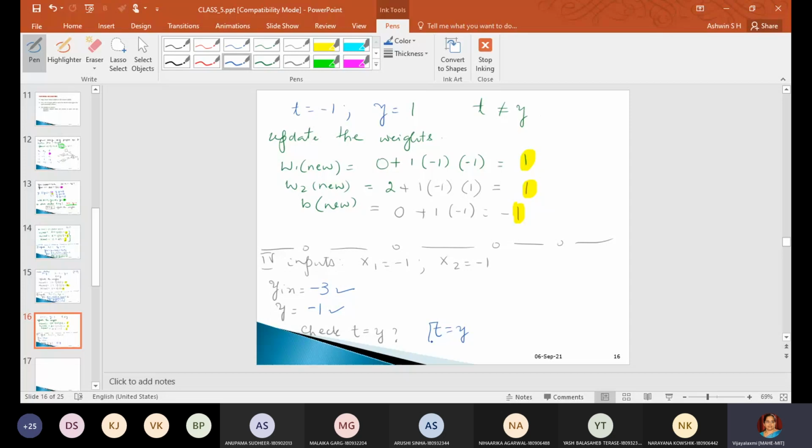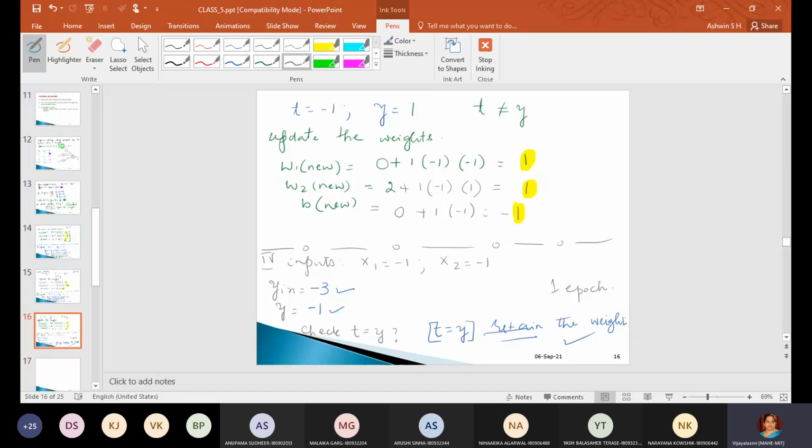This is very, very important. Since T is equal to Y, you have to retain the same weights whatever you have calculated. This is a very, very important thing. So what we have done so far is calculate the weights for one iteration or one epoch. Only one epoch is over now. We are done with one. In the last case, we have got the weights, T is equal to Y.